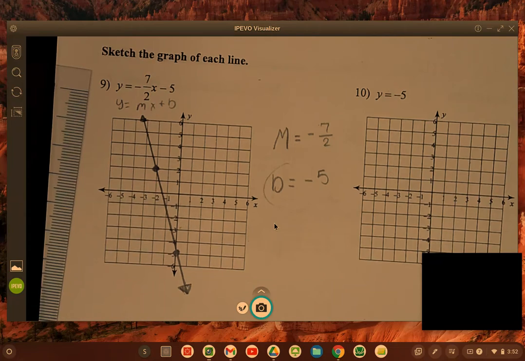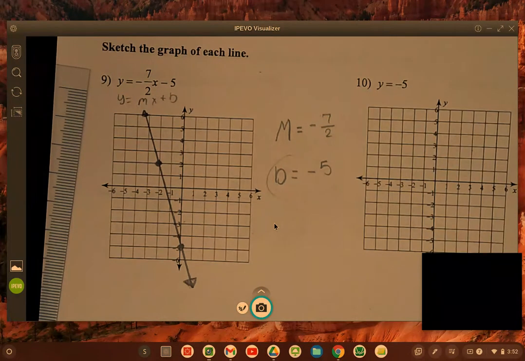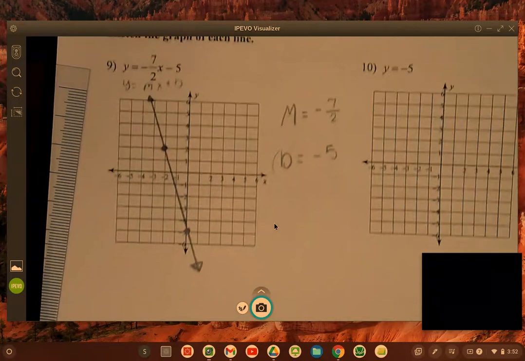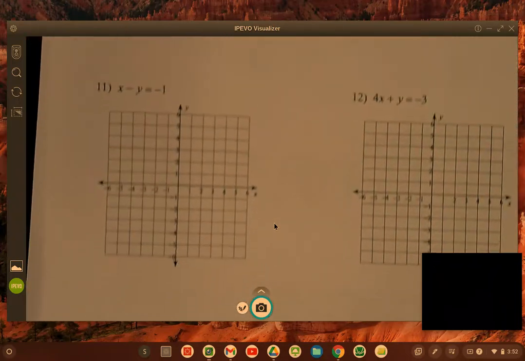And that's perfect. Holy macaroni. Now go ahead, keep going. Do 11. This is good.